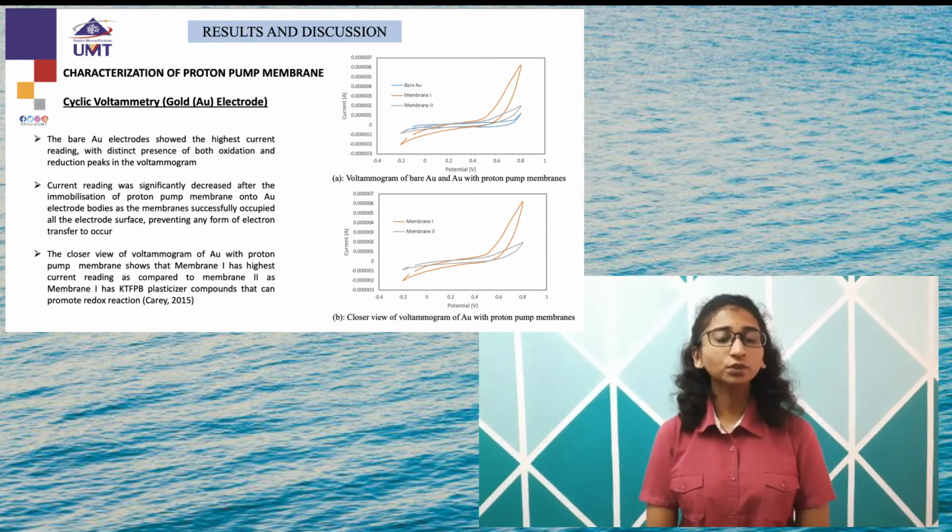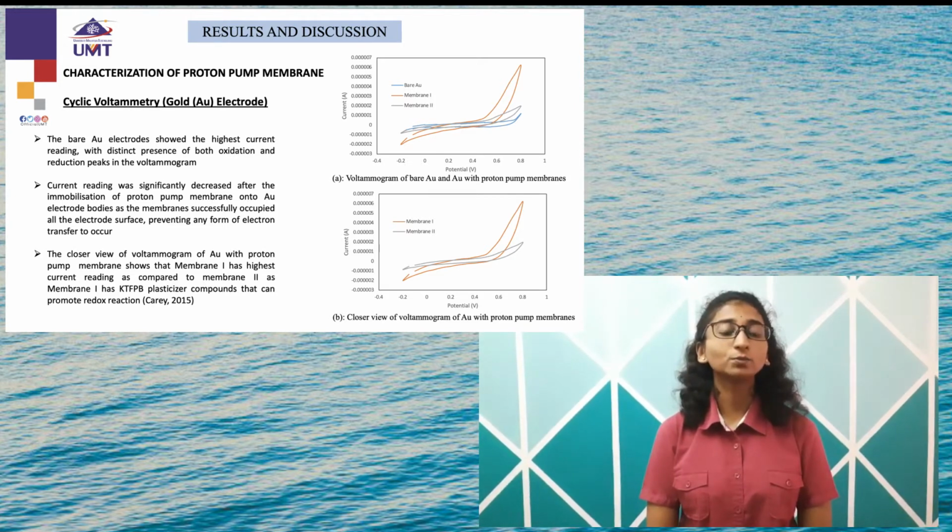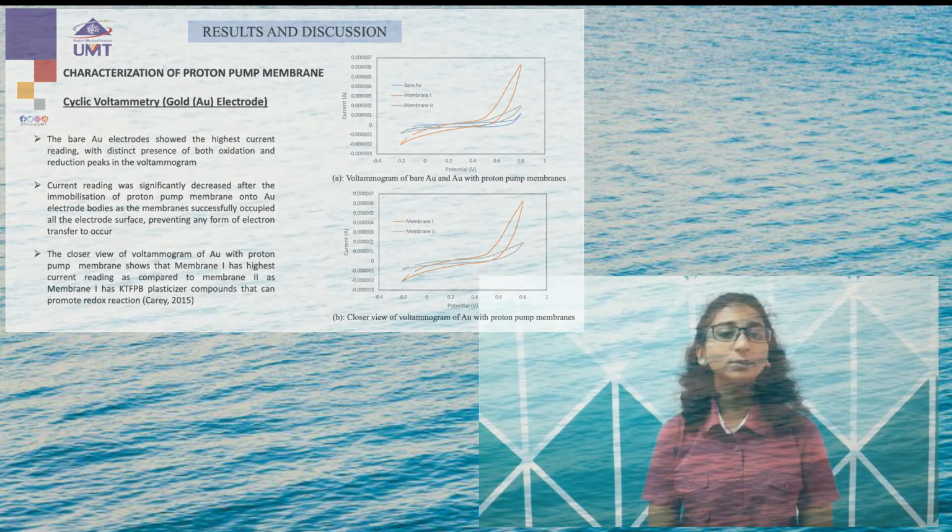However, based on the closer view of the voltammogram, it is observed that membrane 1 shows the highest current reading as compared to membrane 2, as membrane 1 has the KT-FBB compound that can promote redox reaction.